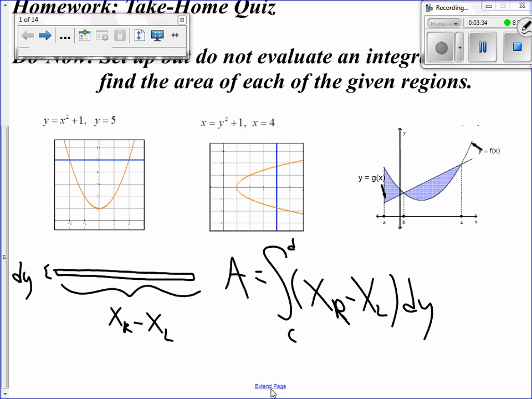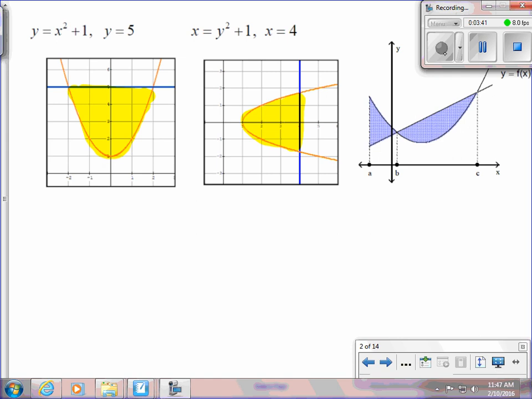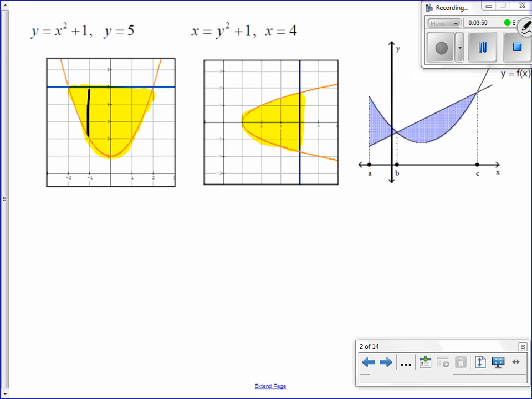Do you want to try one together, or do you feel like you can do it? You can do it? I knew it. Okay, so to get the first region, what do you think? Are we going to use vertical strips or horizontal strips? Vertical, way to go. Sometimes you can do both, but usually I try to use vertical unless there's a problem.